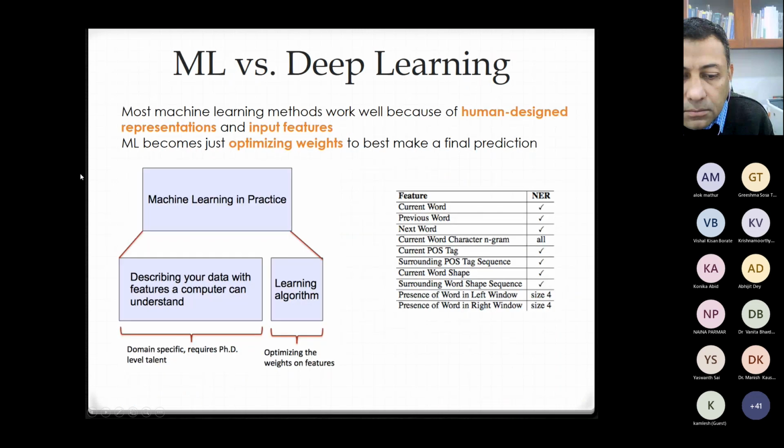Now, the main difference between machine learning and deep learning. Most machine learning methods work well because humans design the representation and input features. All machine learning basically performs according to the user's perspective, with human-designed methods. Whatever the human provides as input features, the machine learning has to use to get the value and predict the results. Machine learning is like an optimization task, where it gets the optimization result.